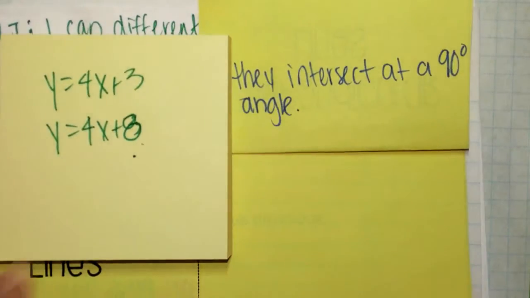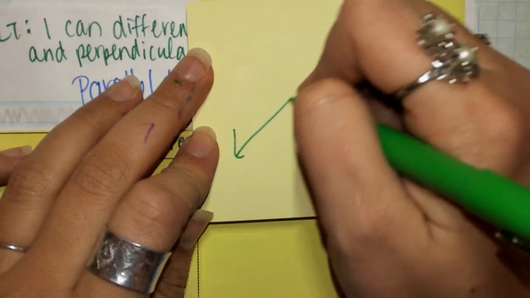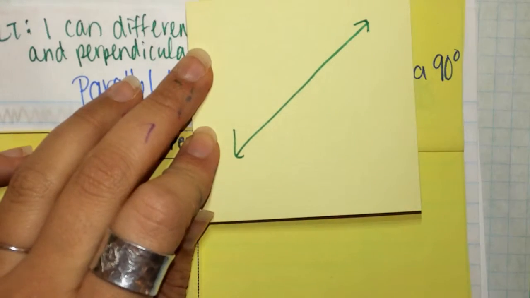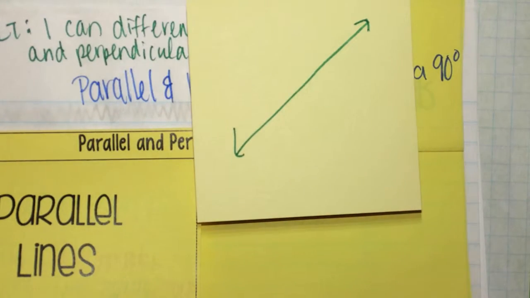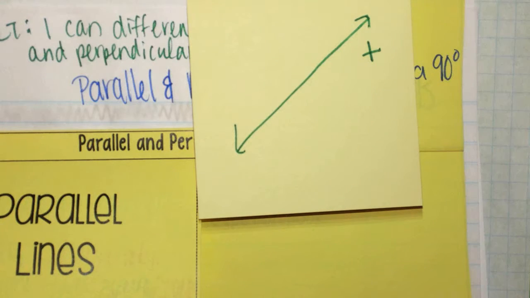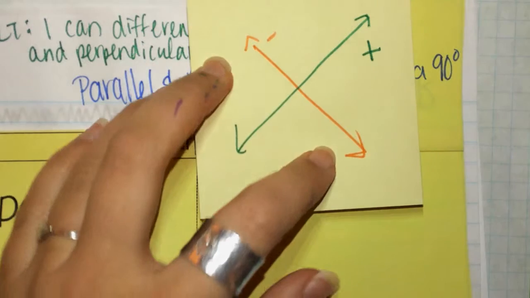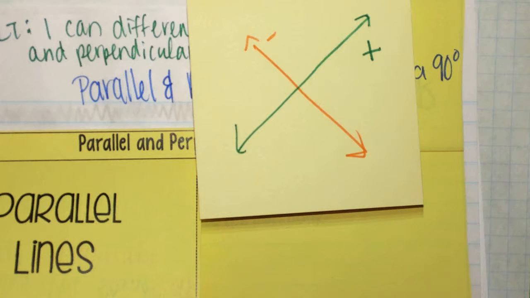So if I have a line that looks like this, what kind of slope is this? Positive or negative? This is a positive slope. So I need another line to intersect at a 90-degree angle. What kind of slope is it going to have? A negative. Yes. So we know that we have to change the signs.